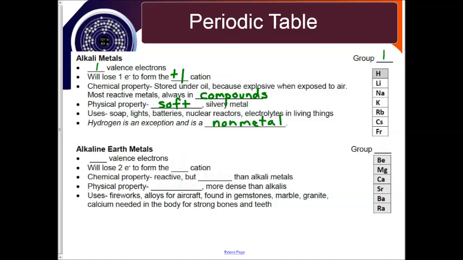Now, group 2 has the alkaline earth metals. Okay, now group 2 is the alkaline earth metals. It has 2 valence electrons.